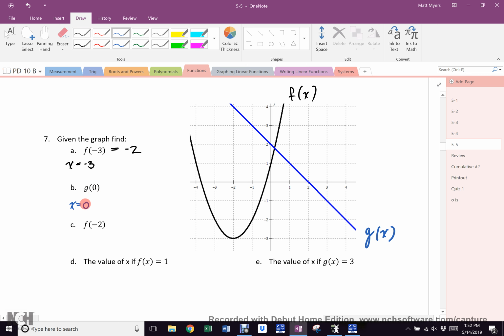Now, g of 0, is that an x or a y value? X equals 0. On which curve? The straight line. Why? Because that is the g function. Since it's an x value of 0, I go right here. What value do I seek? A y value. Are there any y values this way at 0? No. So I go up, and lo and behold, I hit a y value. What is it? It is 2. We only care of the straight line.